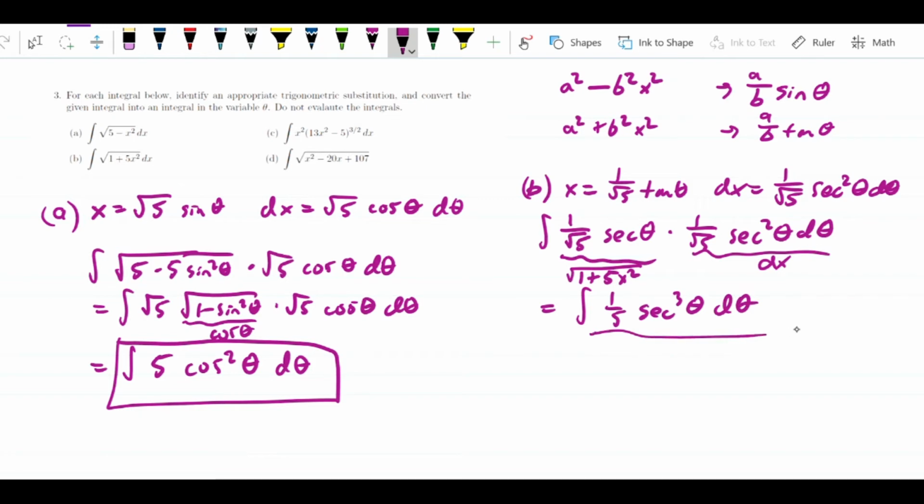And by the way, you should really know how to integrate secant cubed. That's done by integration by parts using u equals secant theta. That's a very, very important integration to know how to do, but I'm not going to do it here because we kind of did it last week with cosecant.